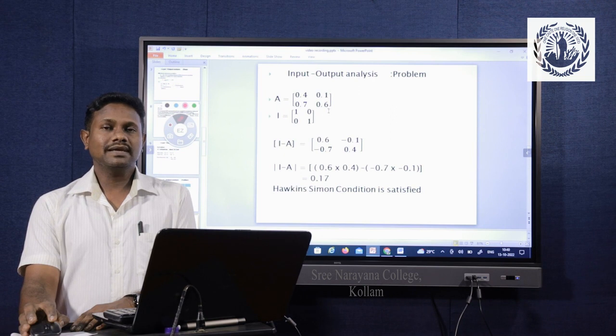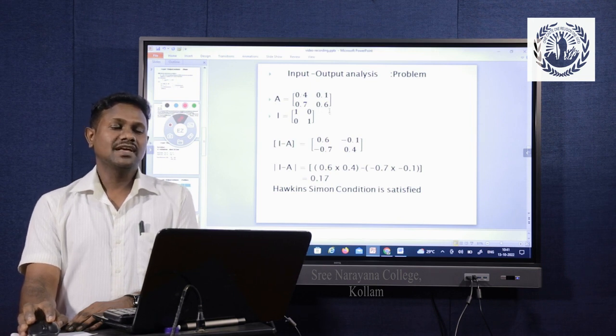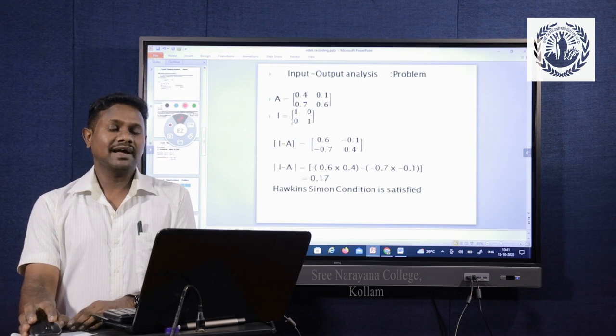So we construct a corresponding identity matrix which also has 2 rows and 2 columns: 1 0 0 1. The leading diagonal entries are 1. This is the identity matrix. And see how we can construct the Leontief matrix. This is the Leontief matrix, I minus A. Take I, the identity matrix 1 0 0 1, and A, which is 0.4, 0.1, 0.7, 0.6. Once we subtract A from the identity matrix, we get 0.6, minus 0.1, minus 0.7, 0.4.